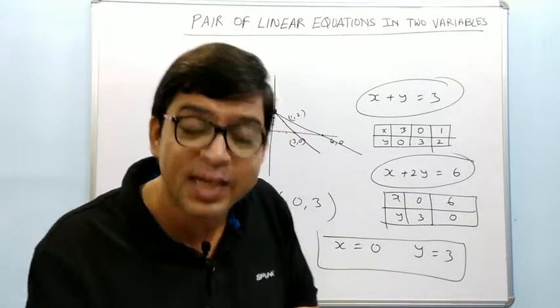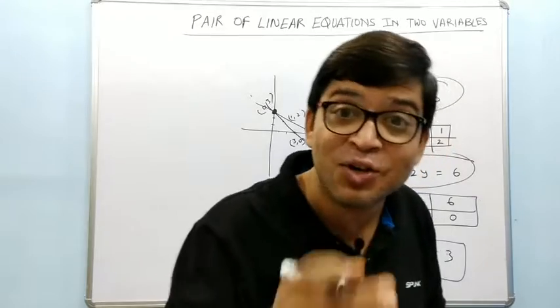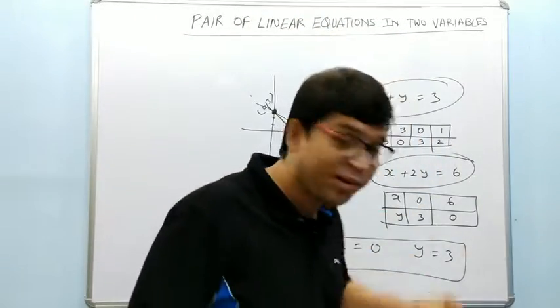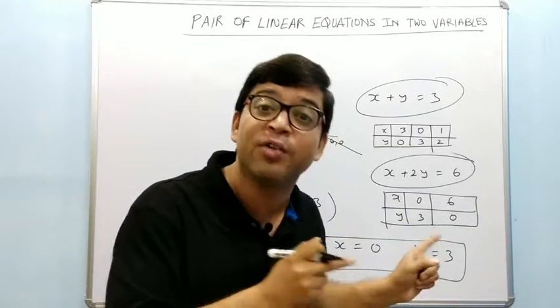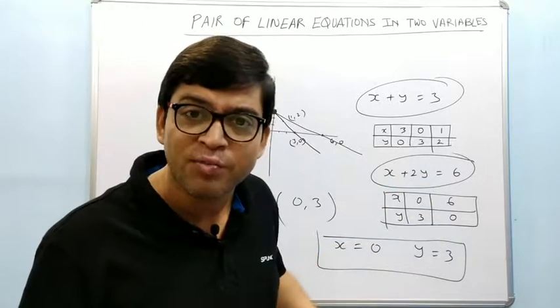0 plus 6 is 6. So LHS is 6. Now, what is RHS? RHS is also 6. So this point is satisfying the second equation as well. So this is definitely the solution of the two given equations. Very easily we can find the solution of given equations.